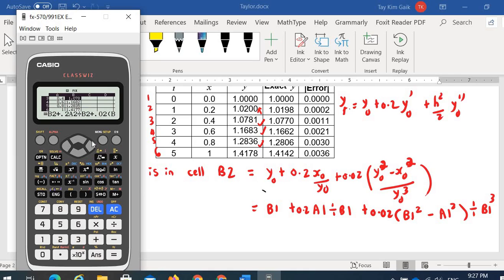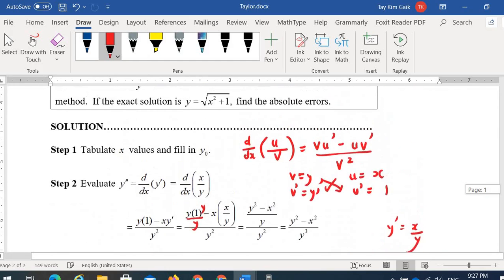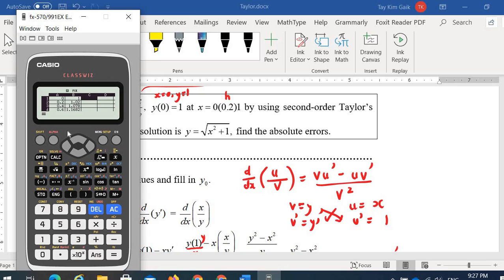We want to key in the exact solution. So in C1, equal to the square root, the exact solution. The x in C1 will be in A1. So A1 squared plus 1. Close the square root, and then press equal. And you can copy, go down, number 2, paste, go down, paste it, go down, paste it, number 5, paste it, check it.